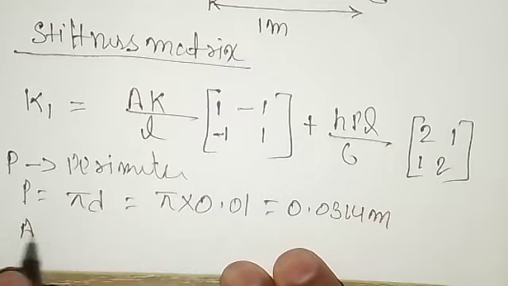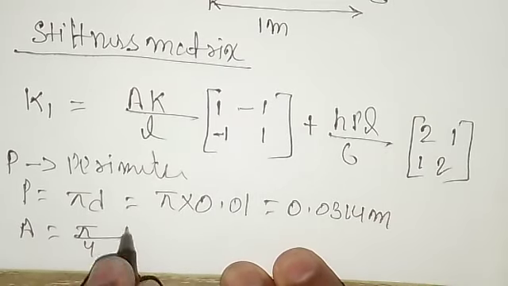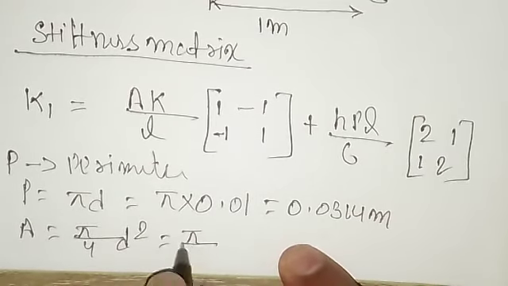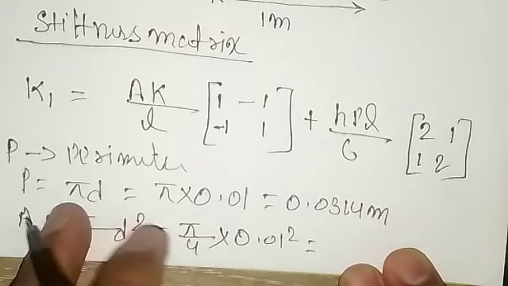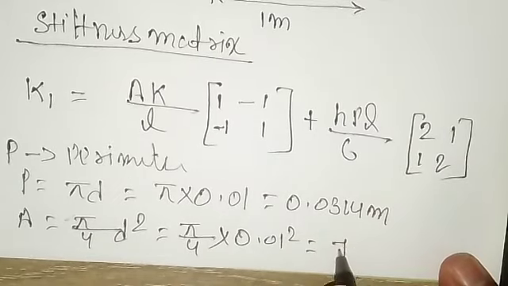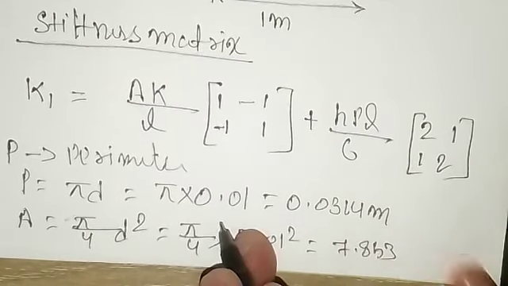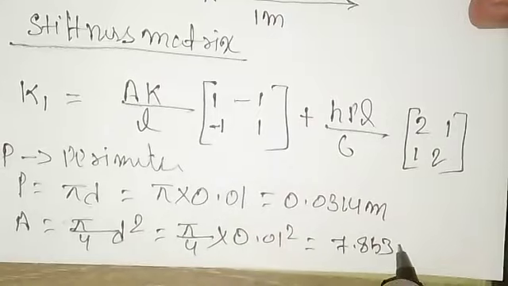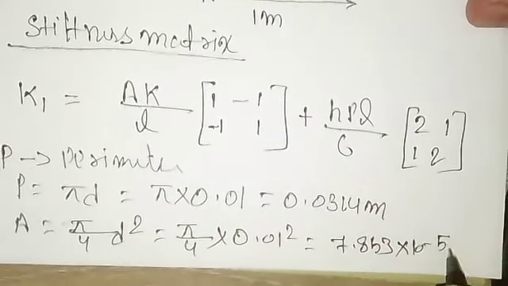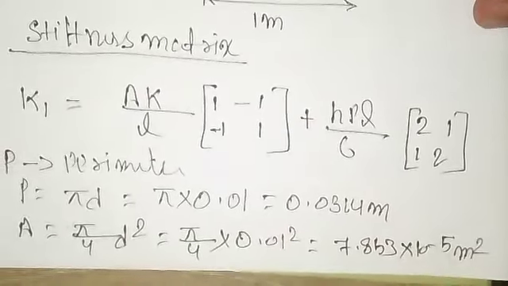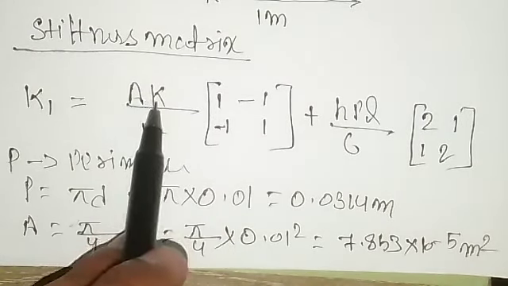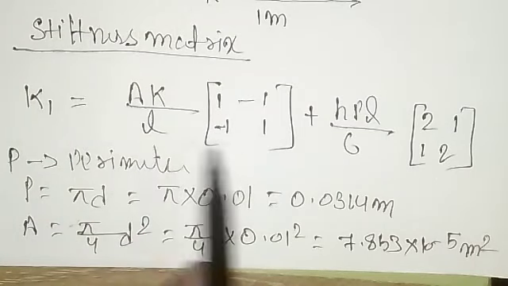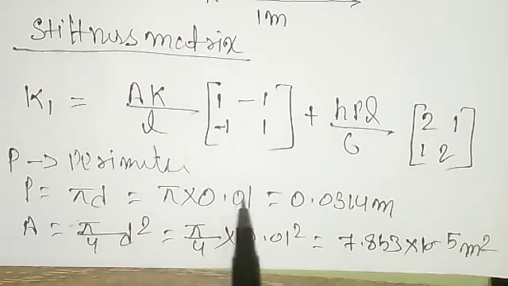That is, the area of the element is circular. So pi by 4 into d square, which is nothing but pi by 4 into 0.01 whole square, right? So this is 7.853 into 10 to the power of minus 5 meter square, right? So this given data we calculated. Now we've calculated A. You have K given, right? L you know 1 meter, H you know 200, P we calculated, L1 we'll substitute and get those values.